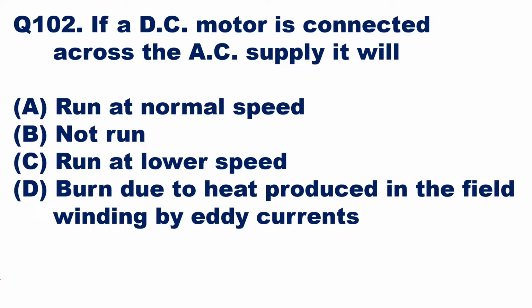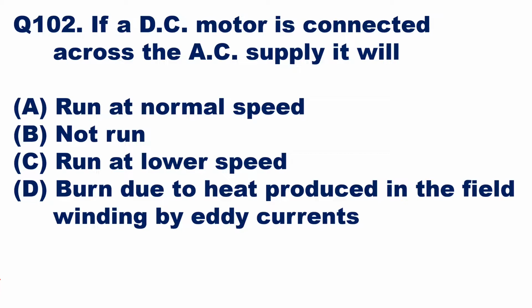If a DC motor is connected across the AC supply, it will. Option A is run at normal speed. Option B is not run. Option C is run at lower speed. Option D is burn due to heat produced in the field winding by eddy current.